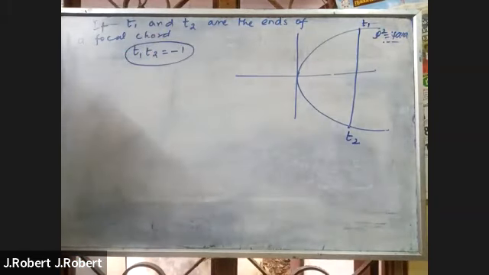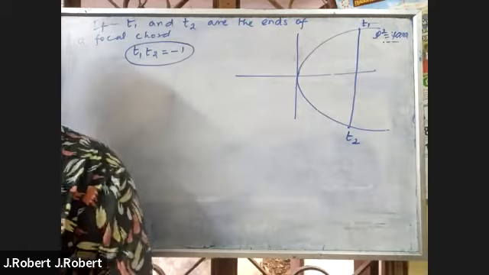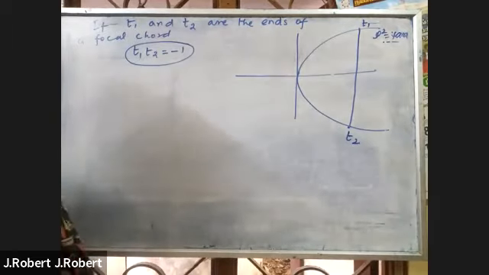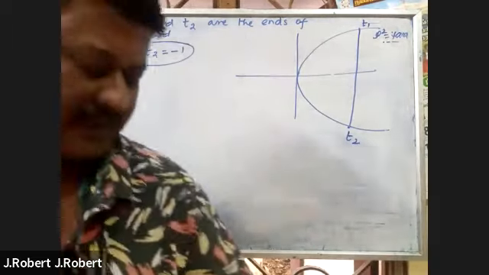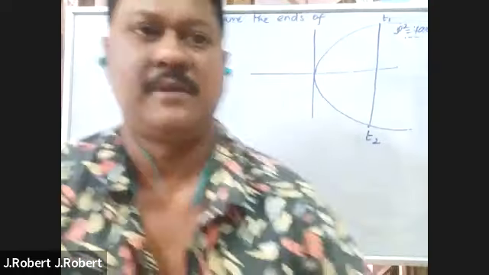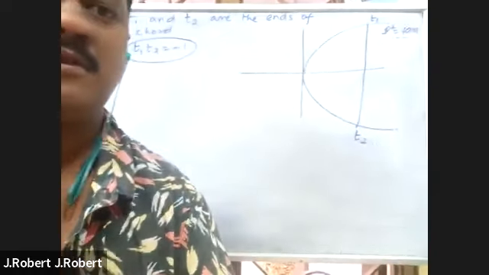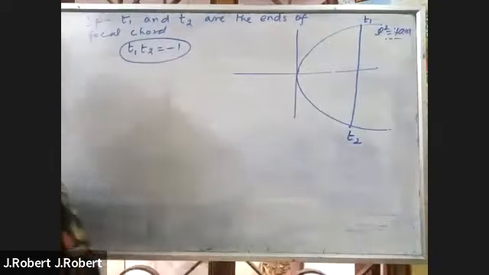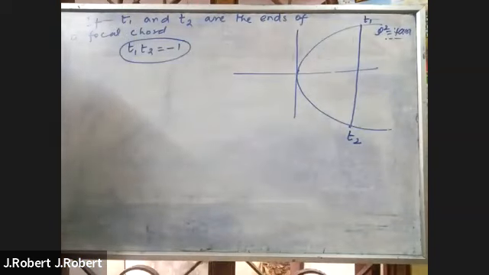Always remember that. If one point on the parabola is T1 and another point is T2, then we can say, one minute. Okay. Now the board is clear? Right. So don't forget that if T1 and T2 are the ends of a focal chord, then I can say T1 T2 is equal to -1.